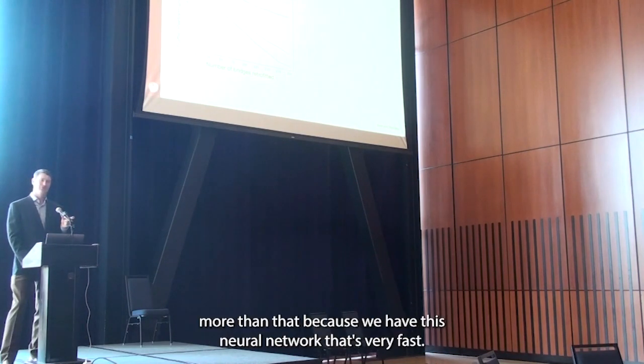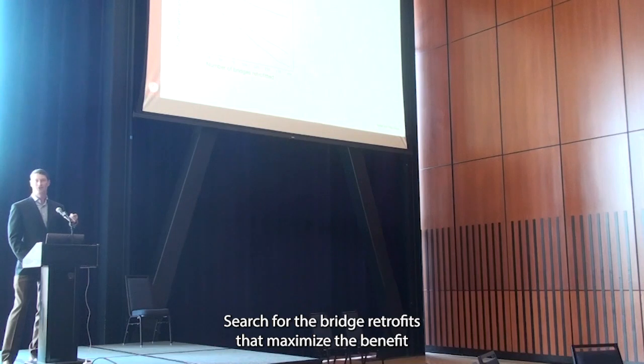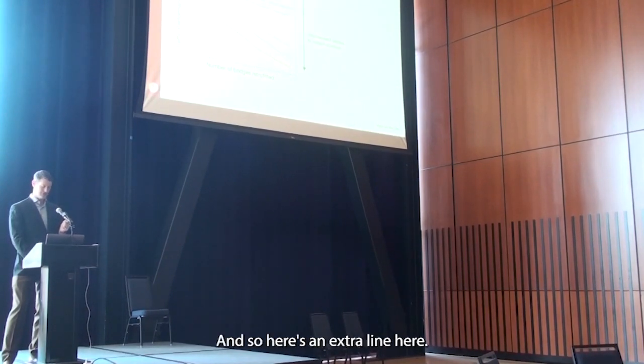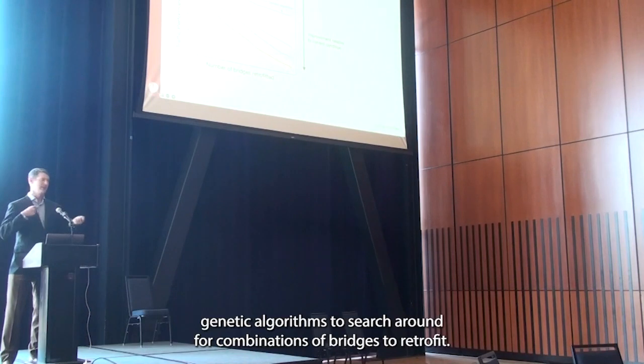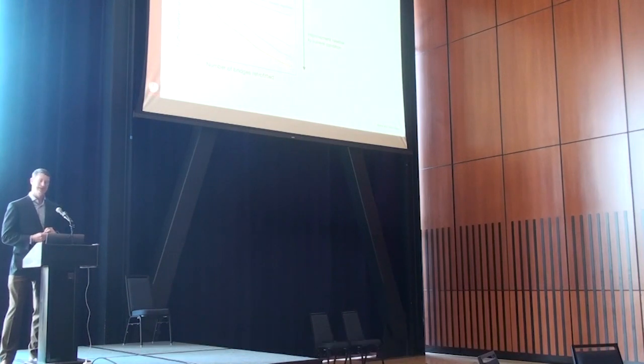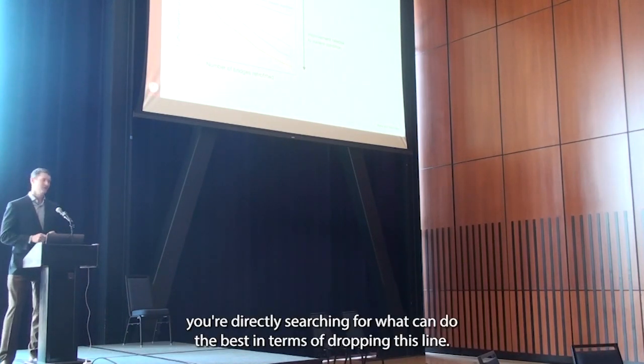However, we can do even more than that. Because we have this neural network that's very fast, you could just optimize explicitly and say, let's search for the bridge retrofits that maximize the benefit via some metric like this. So here's an extra line here. We used genetic algorithms to search around for combinations of bridges to retrofit. This direct optimization works even better, as you might expect, because you're directly searching for what can do the best in terms of dropping this line.